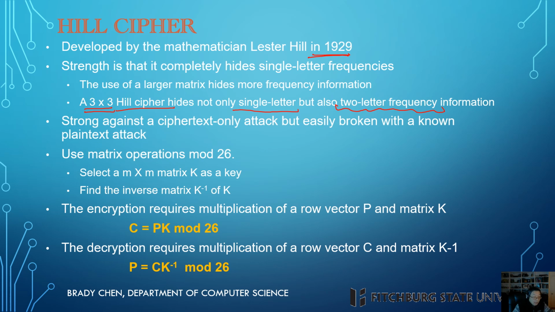Now the Hill cipher is strong against the ciphertext-only attack. But the weakness of the Hill cipher is that it can be easily broken with a known plaintext attack, because with a known plaintext attack, you can basically find the inverse matrix of the key. Then you can eventually identify the original matrix. The Hill cipher uses matrix operations modulo 26, which is the number of letters in the English language.